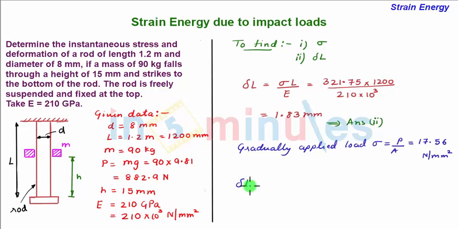And the resultant elongation delta L will be given as sigma L by E, and this comes out to be 0.1 mm. So we also see that the resultant elongation due to impact load is much higher than that could have been possible due to gradually applied load.